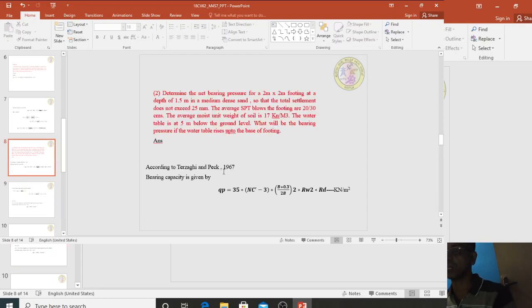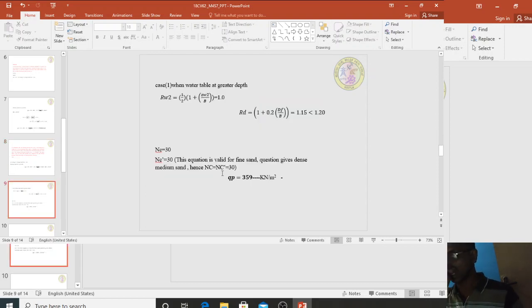Now the Peck equation is qp is equal to 35 into (Nc dash minus 3) into ((B plus 0.3) over 2B) whole square into Rw into Rd. Here Rw2 is half of (1 plus Zw2 divided by B), that is equal to 1. Rd is 1 plus 0.2 Df by B, 1.15, less than 1.2. Next, N is given 30, N dash is equal to 30.